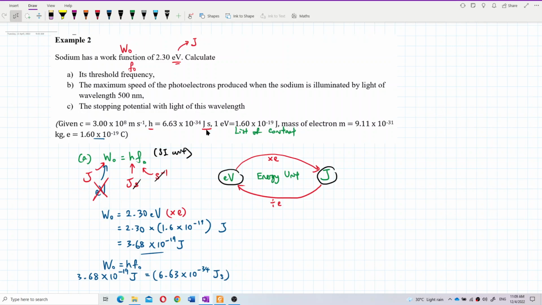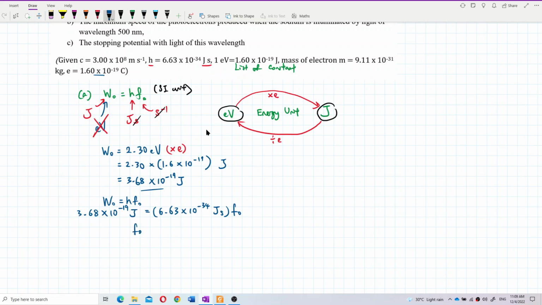Okay, and then we can find the threshold frequency. So what's your threshold frequency? Let's calculate. I divide 3.68 exponent negative 19 by this 6.63 exponent negative 34. So the answer is 5.551 exponent 14 hertz or per second.